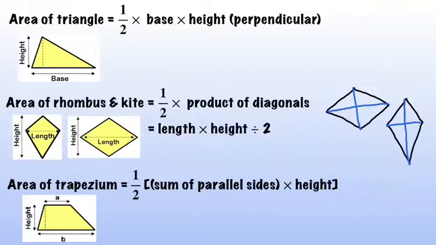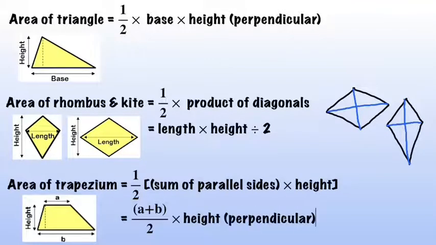It means that the height of a trapezium must be perpendicular to sides A and B as well. So this will be its height. Remember, it's not this side and it's also not this side. It must be perpendicular to both parallel sides. Then divided by 2. So we can also write it as A plus B times its height divided by 2.